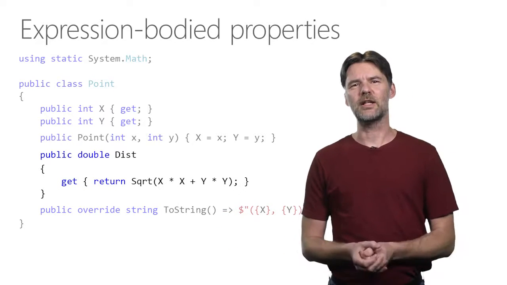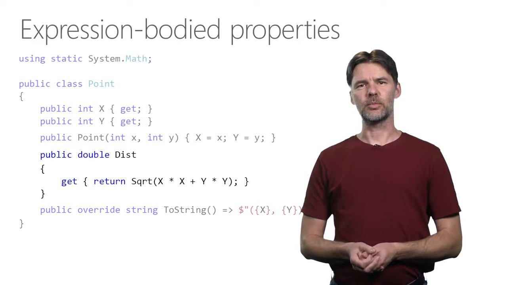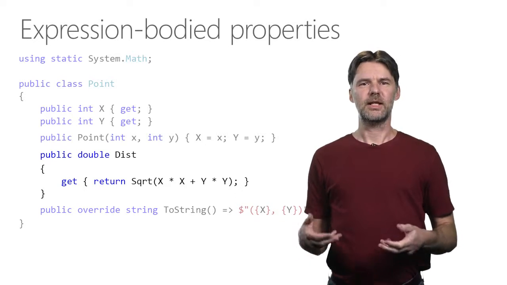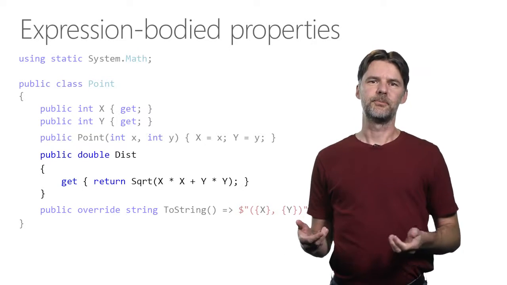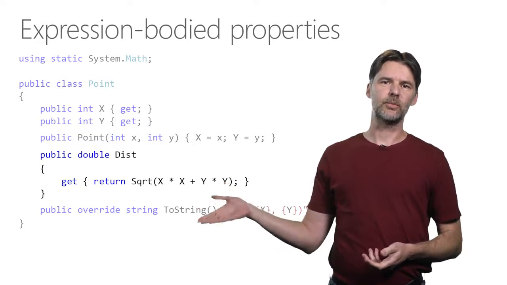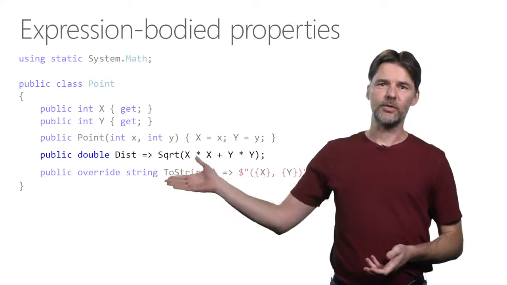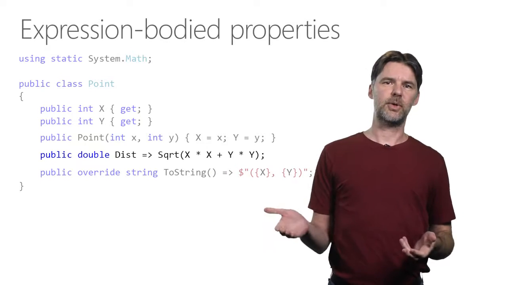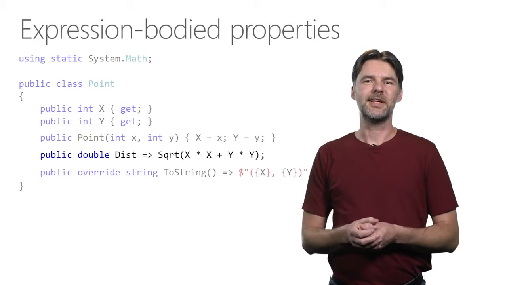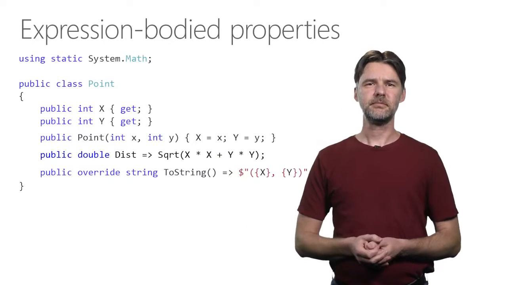This goes for other kinds of function members too. For computed properties, it's often like this, a getter with a single return statement. That's even more boilerplate than the method, with two levels of curly braces required. Now, you can just write the whole thing like this, a lambda arrow and an expression. There's not even a get keyword. That's implied with the syntax.